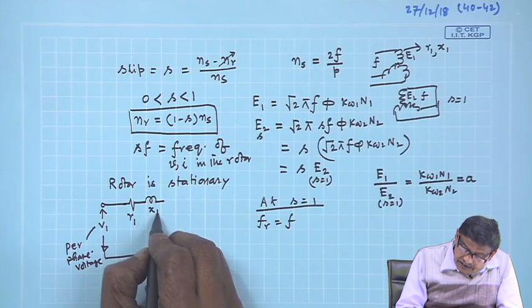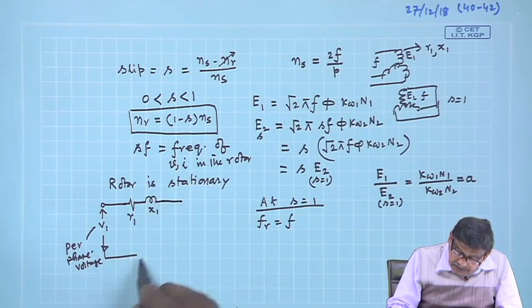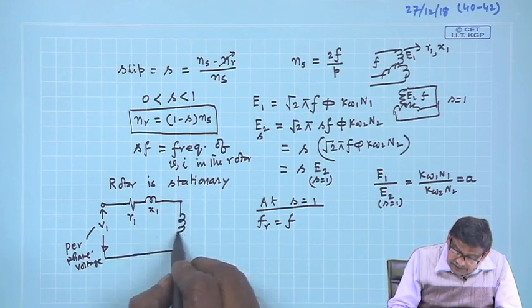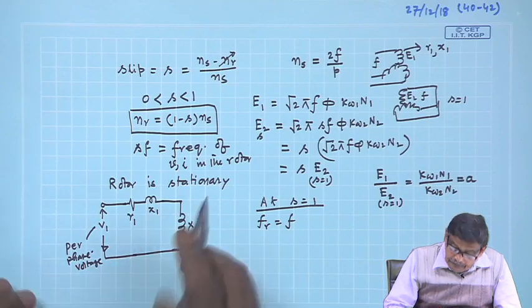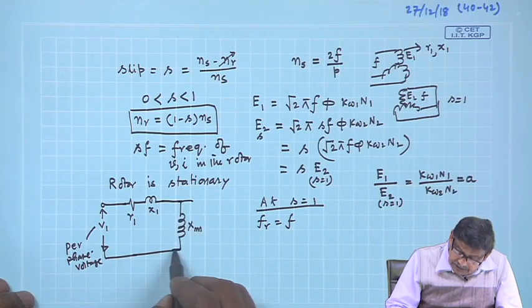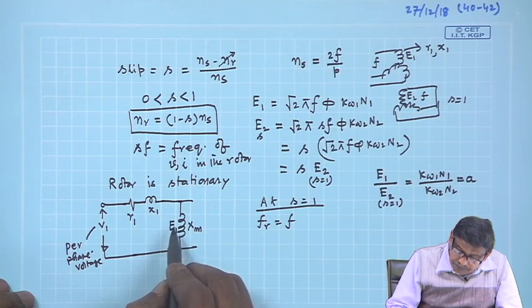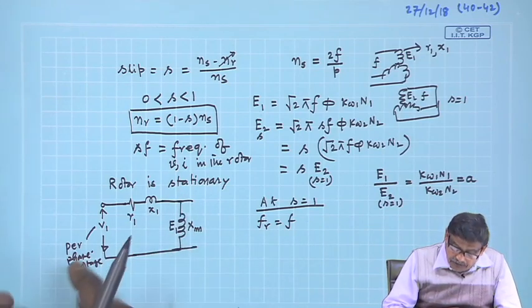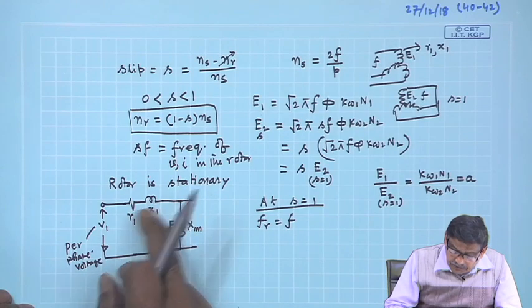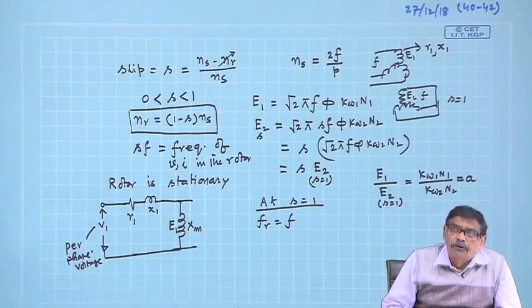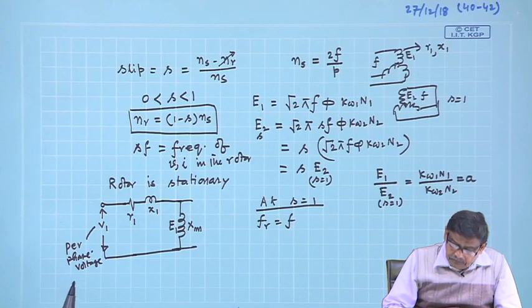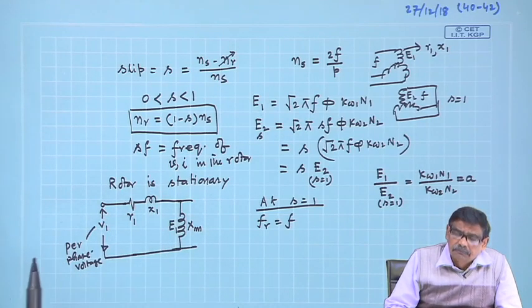So, there will be a leakage reactance X1, then there will be a magnetizing inductance Xm. I will write it in capital because Xm is much higher. And here is your E1. In a transformer also, there is applied voltage and E1. If you neglect R1 and X1, V1 is equal to E1. Mind you, R1 and X1 are small and Xm is large, many times larger than R1 and X1, like a transformer.